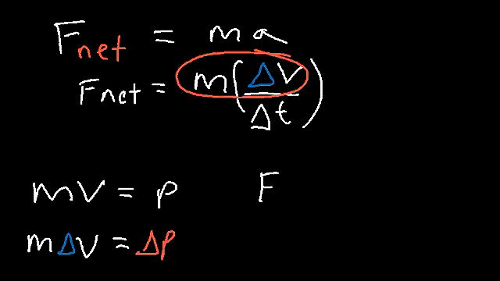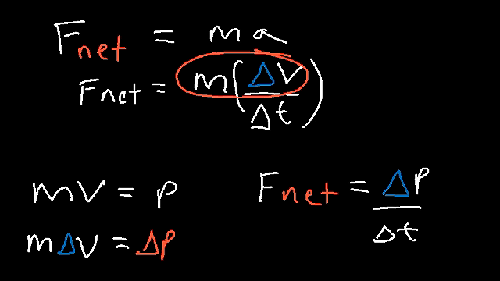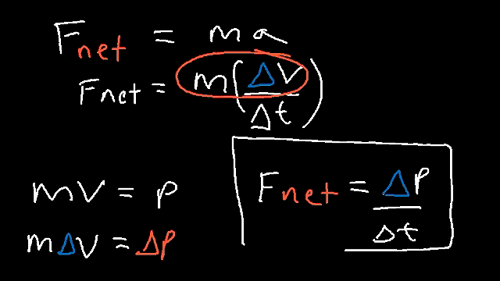So we could say that the net force is equal to the rate of change of the momentum with respect to time. So this is another variation of Newton's second law. The net force is the change in momentum divided by the change in time.